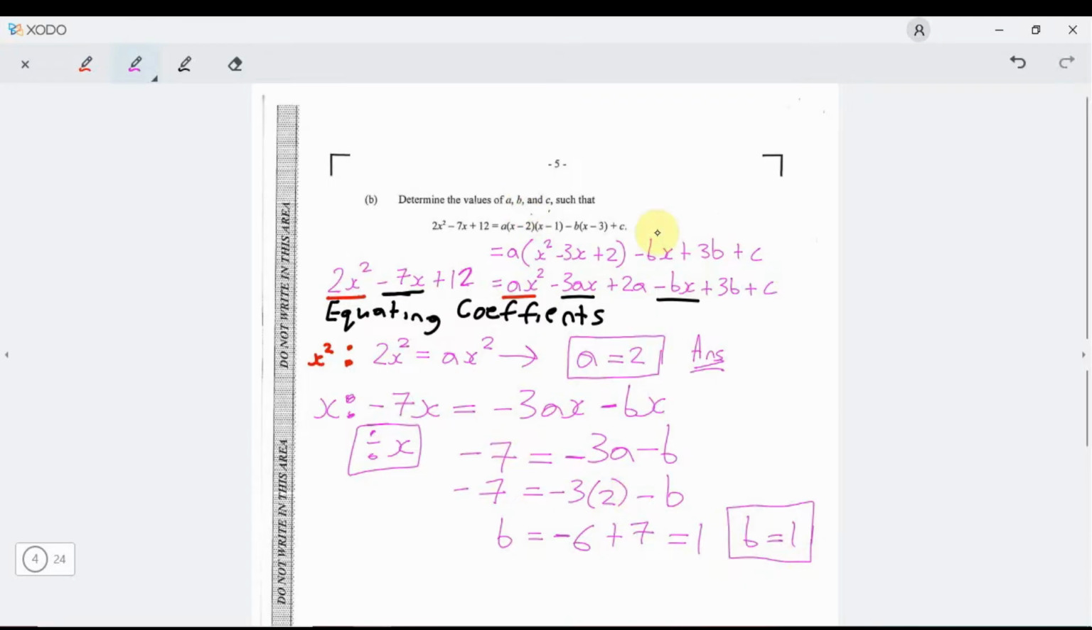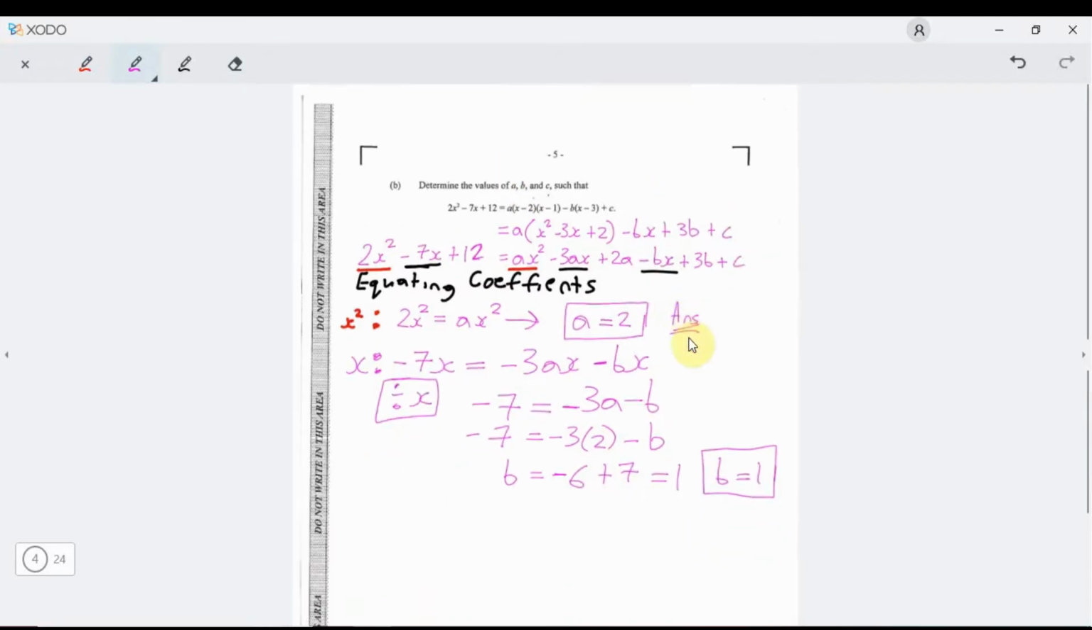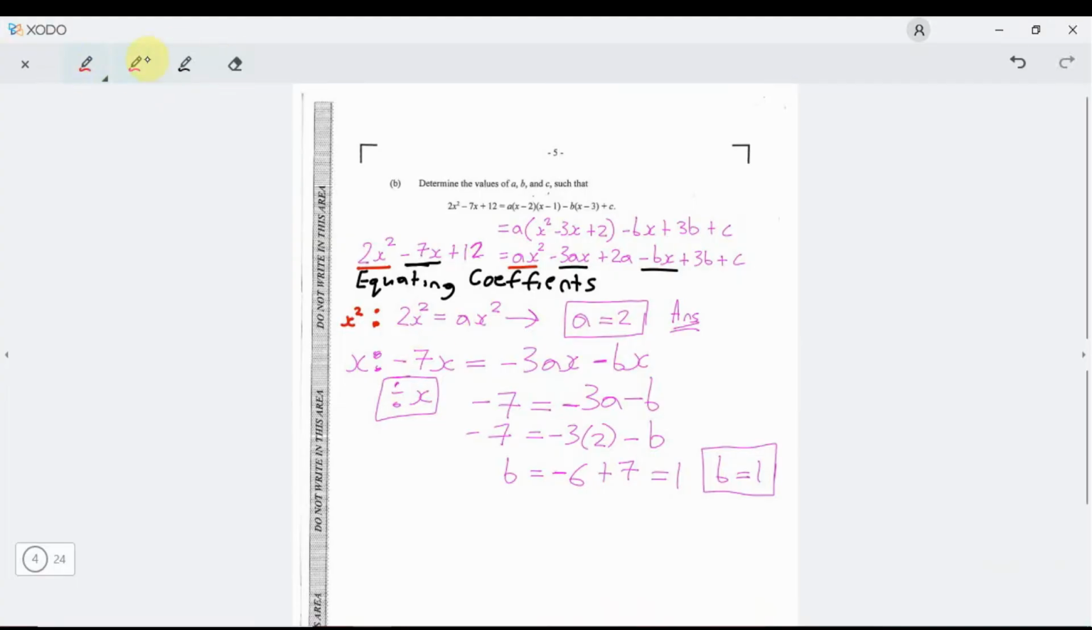Good. Now finally, we need to equate our constants. So let's go ahead and equate our constants. Equating our constants, the constants are 12 is equal to 2a plus 3b plus c. So 12 equals 2 times a, which is 2, plus 3 times 1 plus c. Now 2 times 2 is 4, 4 plus 3 is 7, so 7 plus c equals 12.